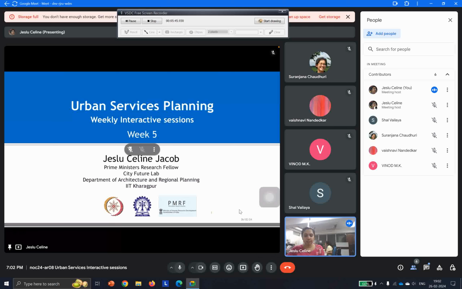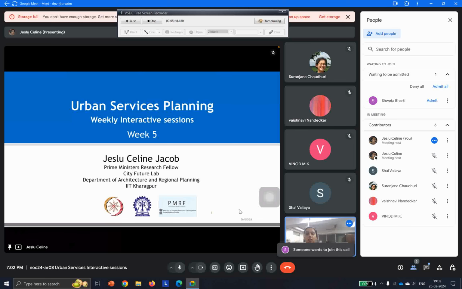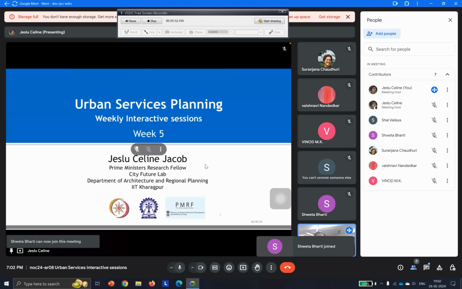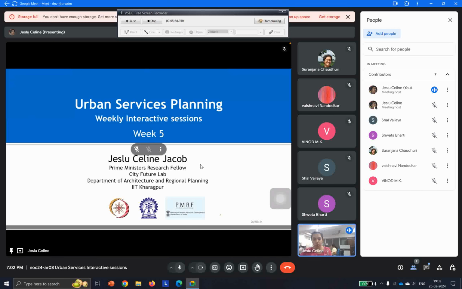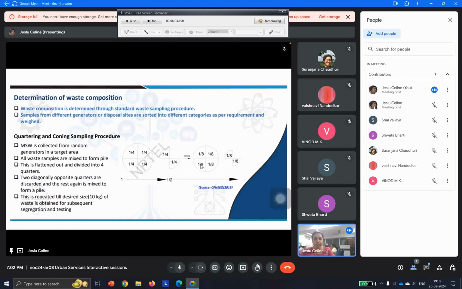So today we'll be discussing the content of week 5. Before we begin, there was one doubt which Suranjana had asked last class about getting a sample for testing the composition of waste. So I'll just start with that. So this was that slide. I think the doubt was, do we stop at 1/8 or do we take 10 kg? That time I didn't look into the PPT, so I didn't understand the question properly. So the answer is that you stop at 10 kg.